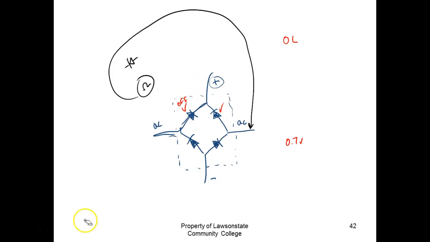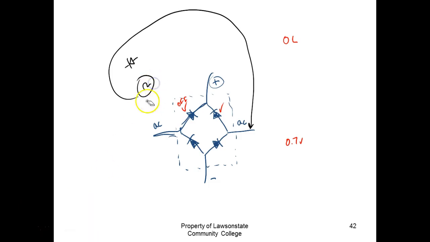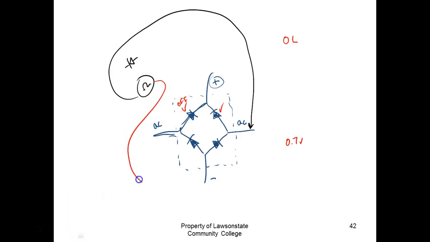Then what can I do now? I could leave that right there if I want to. Then I could come over here and I could take my red lead and move it down to here. So which diode am I checking now? Checking this one. Then what can I do now?